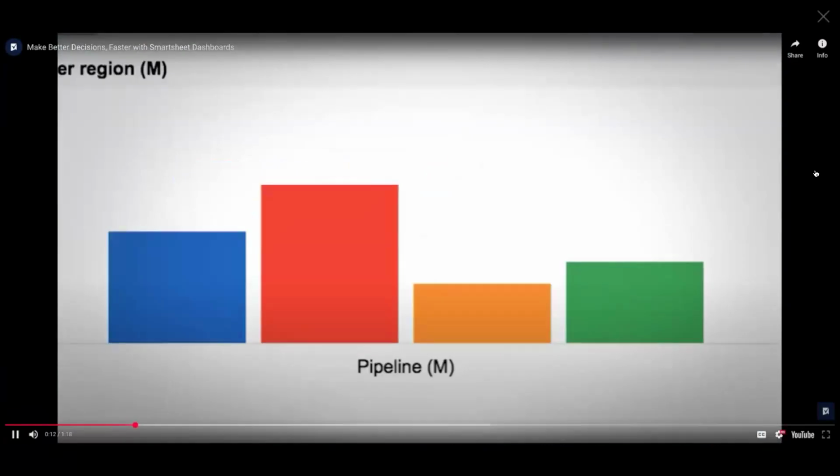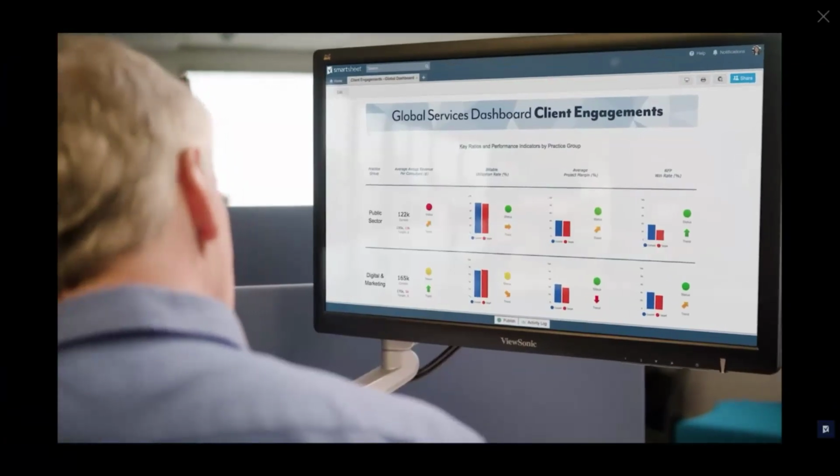To make the best decisions, you need to know what's happening in your business right now, whether you're a sales manager like me, a VP like me, or a CIO like me. We all need to see real-time information. And Smartsheet dashboards give us the insights we need to make better decisions faster.